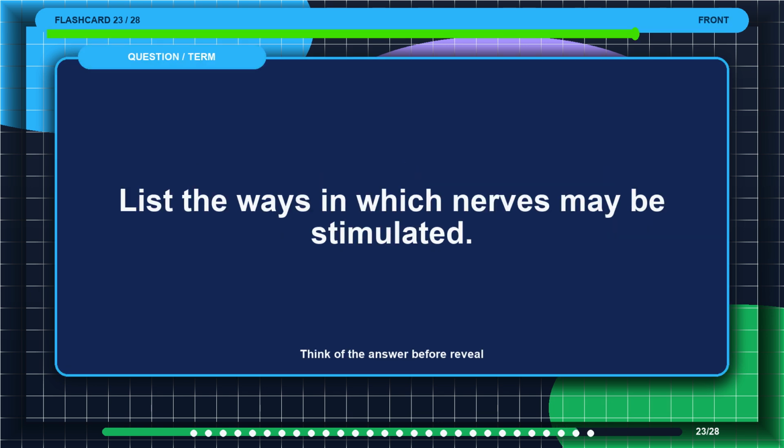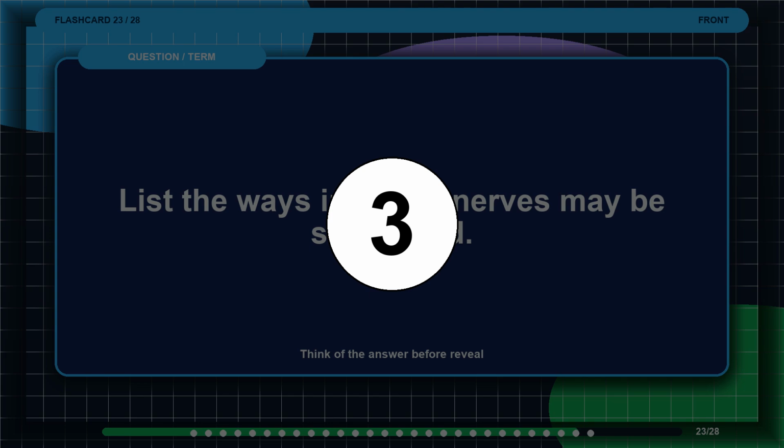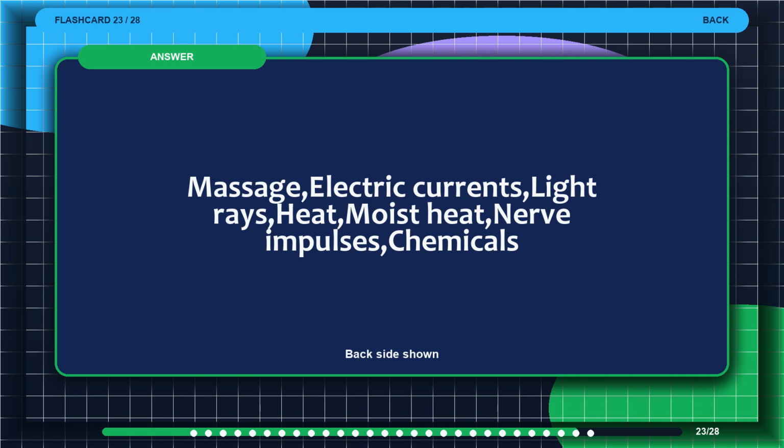Flashcard 23. List the ways in which nerves may be stimulated. Pause and think of the answer before the reveal. The answer is: massage, electric currents, light rays, heat, moist heat, nerve impulses, chemicals.